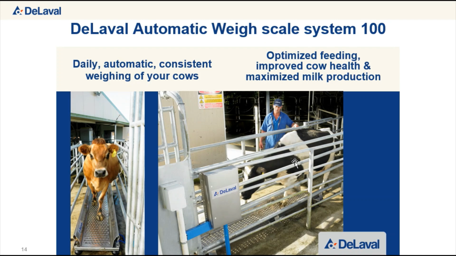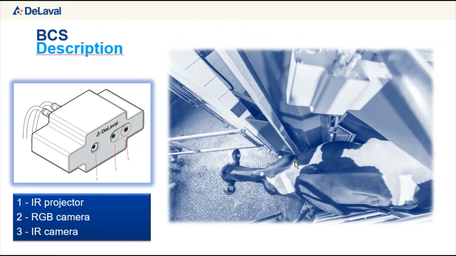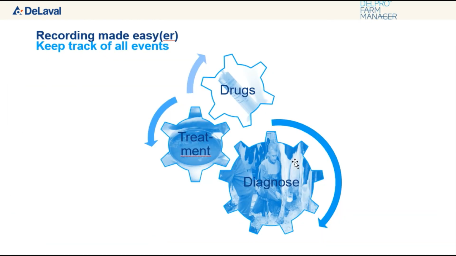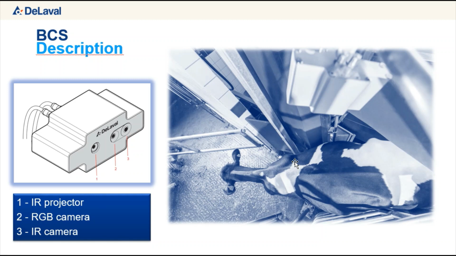Next example is for automatic weighing scale. You can see that cow walks over this scale, and her body weight is recorded in DelPro. And this slide is showing the body condition score camera. This camera is very smart, and it records the body condition score between 1 to 5 in DelPro software. So there are different combinations of automation, and with the combination of different data points, our decision making becomes very easy.